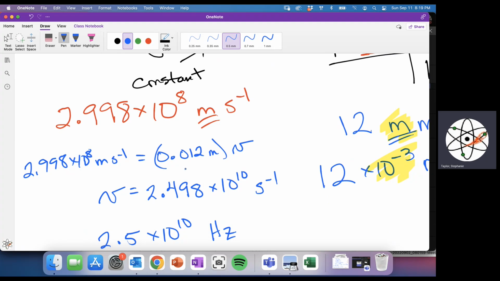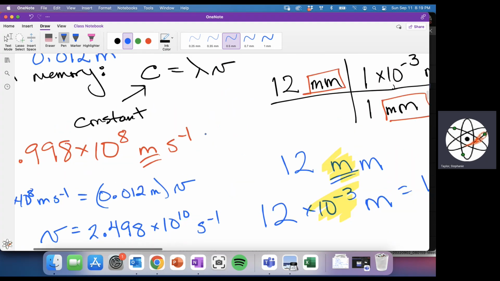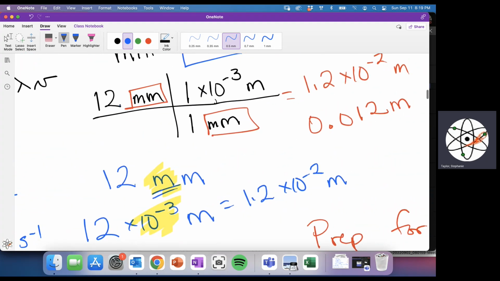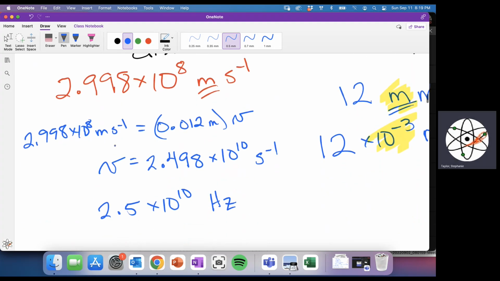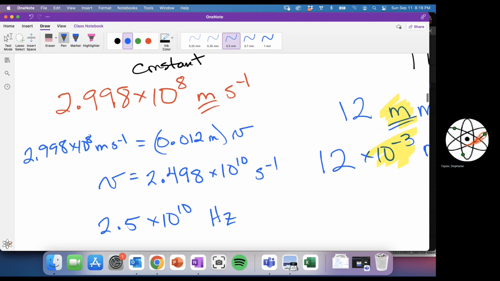So I changed the wavelength here. Originally this was 12 millimeters. I said that for 12 millimeters, for every 1 meter, I should have 1 times 10 to the negative 3 meters, which gives me my new value in meters. So I changed the wavelength number before I put it into the equation, but I left the speed of light alone. That's what I did over there.